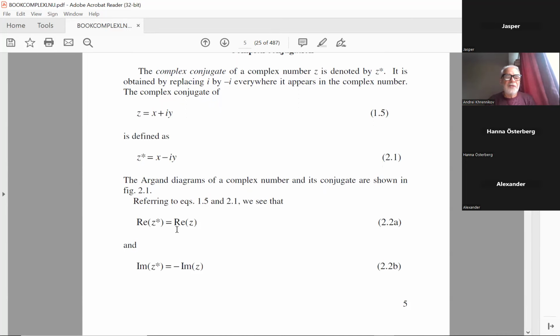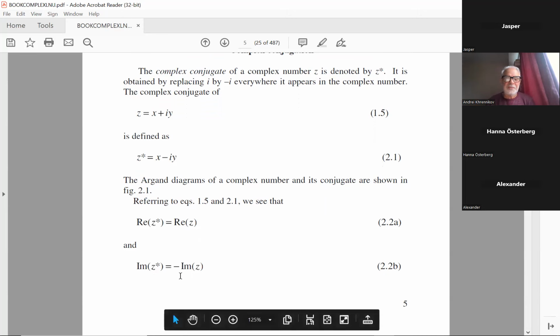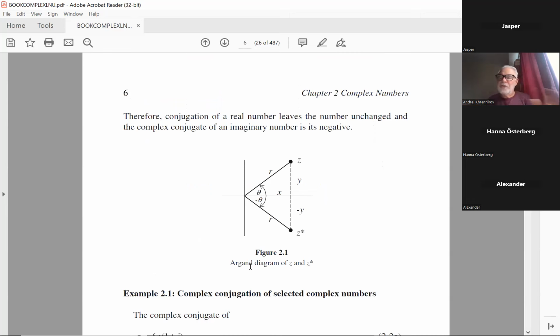The real part of the conjugate is the same as the real part of z. The imaginary part of the conjugate is minus the imaginary part of z. So how does it look on the plane? If this is the number, then conjugation is just changing the sign of y. So this is vector z, and this is z star.